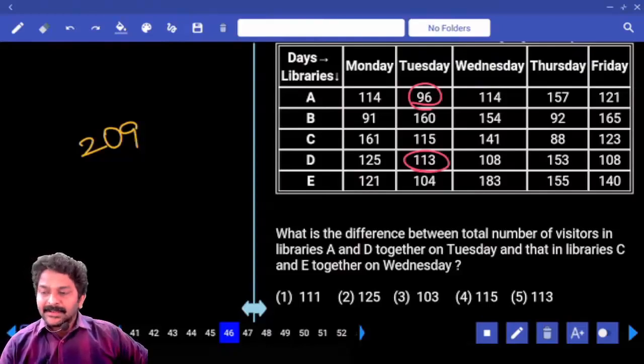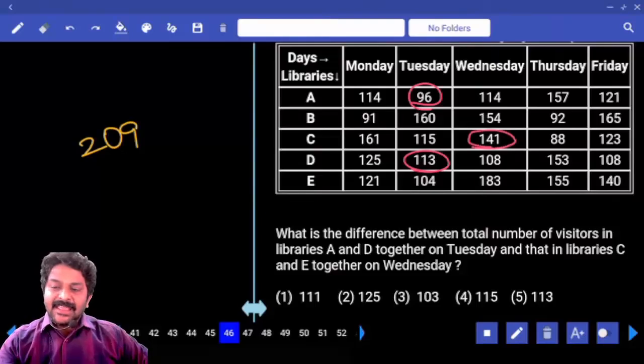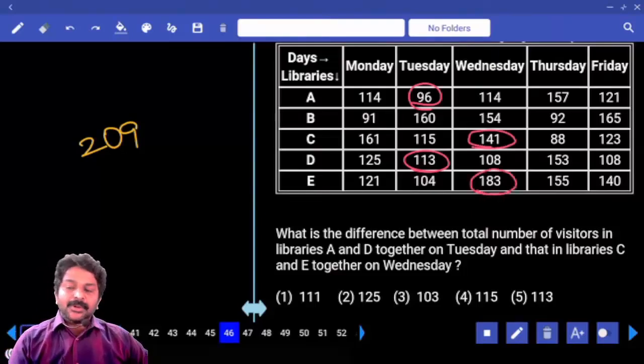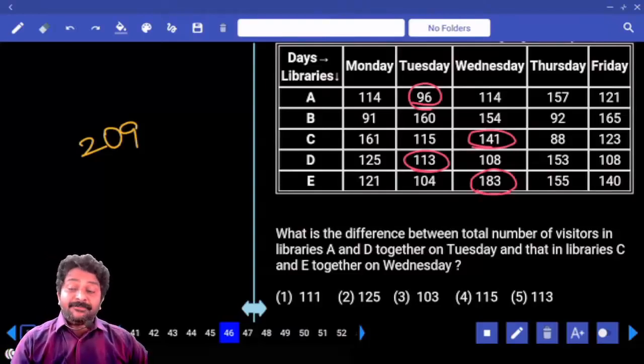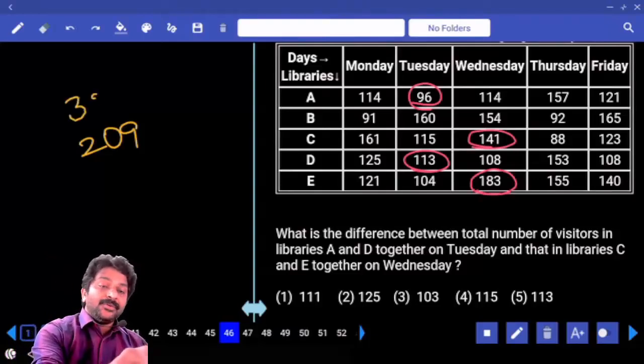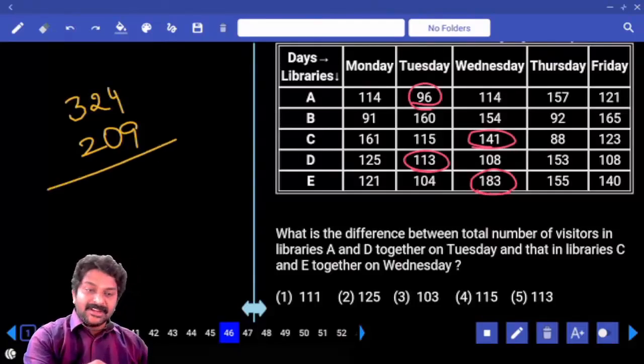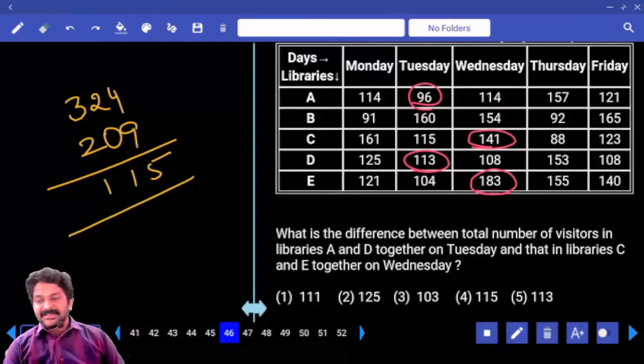And that in libraries C and E together on Wednesday. C and E on Wednesday, right. So both together, 140, 180, 320, 1 plus 3, 4, 324. Answer must end with 5. Multiple options are there. 115 is the final answer.